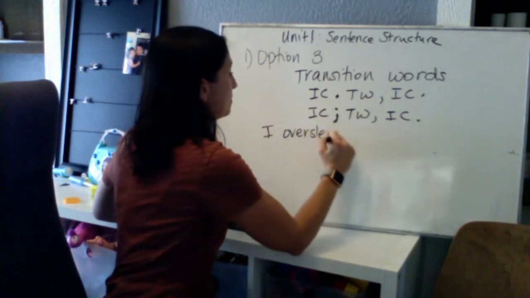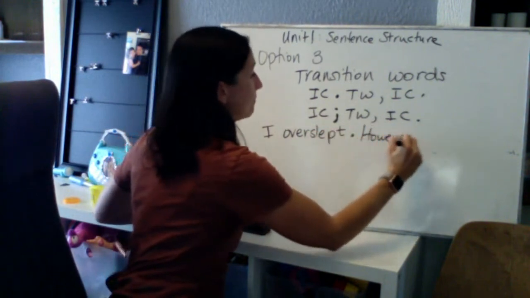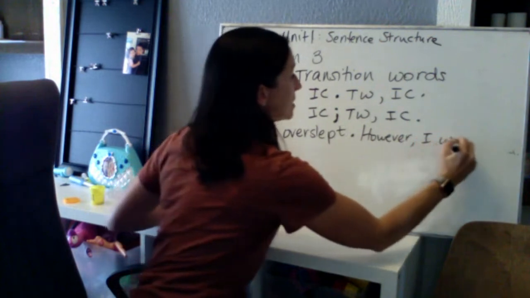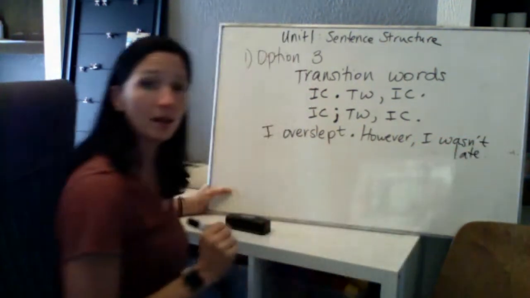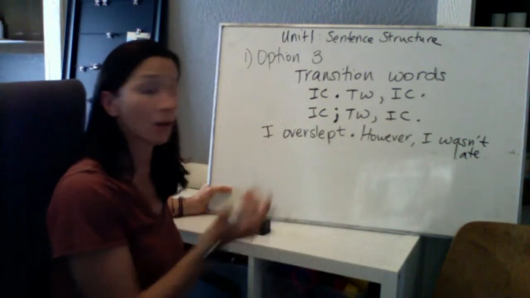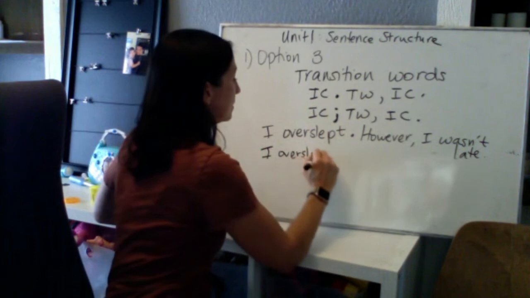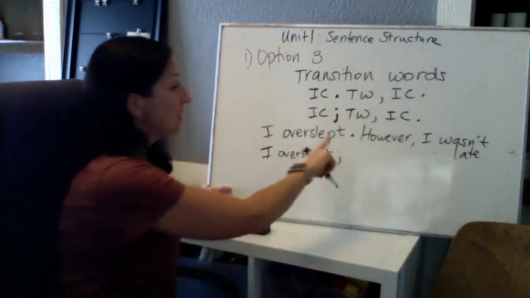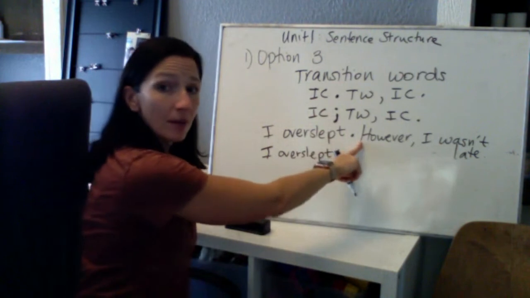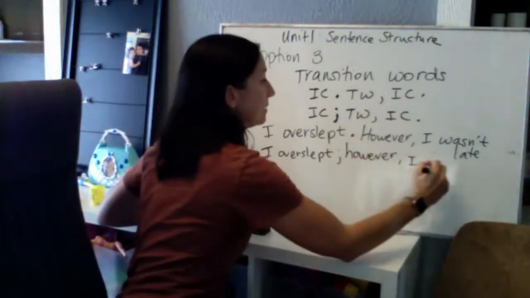I overslept, period. However, comma, I wasn't late. Okay? Or we can use a semicolon in this spot. I overslept, semicolon. If we use a semicolon, this H will not be capital. It will be small. However, comma, I wasn't late.